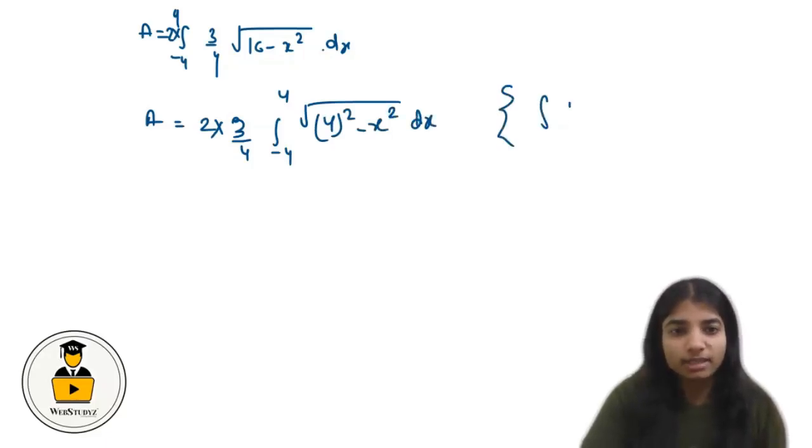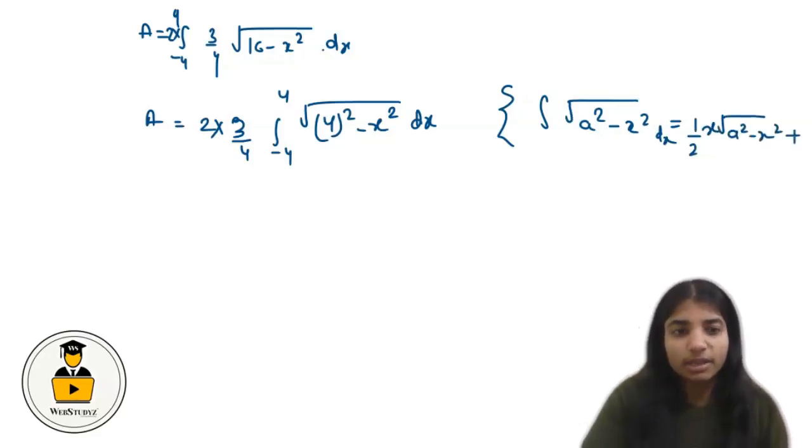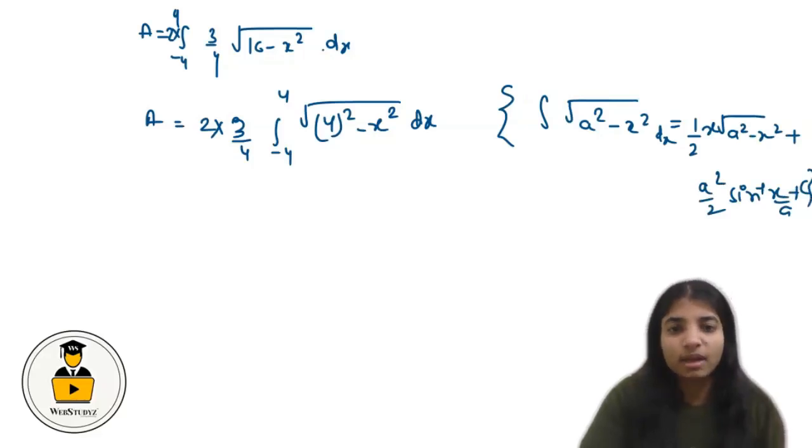So from here we can say that the integral of under root of a square minus x square dx is always equal to 1 divided by 2 x multiplied by the under root of a square minus x square, plus a square divided by 2 sine inverse of x divided by a, plus c. Here we have the value of a, which is equal to 4.